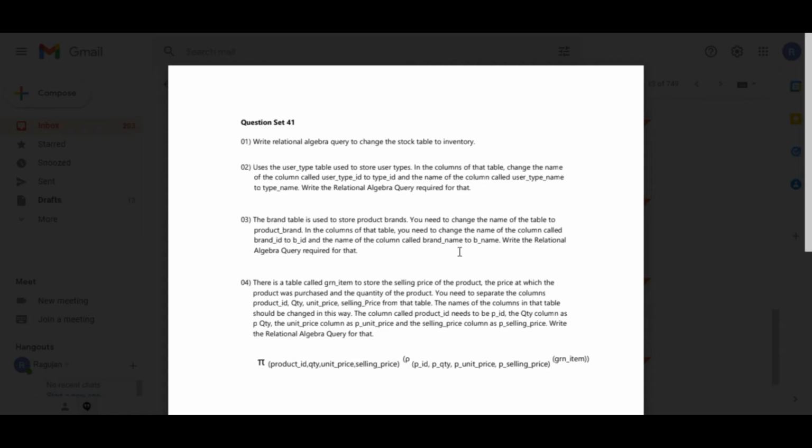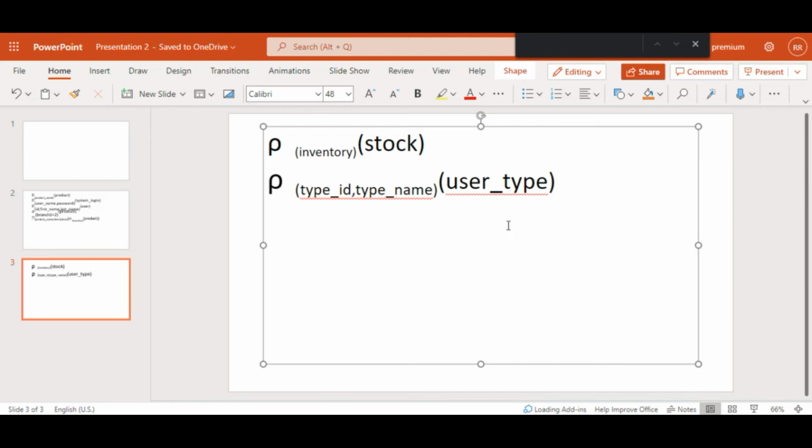So we are going to do three functions. We are going to change the table name, also change the brand name to bname, and also change the brand ID to BID. So this is a little bit interesting. So let's do that.